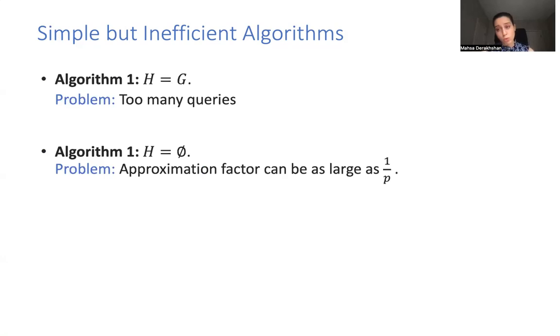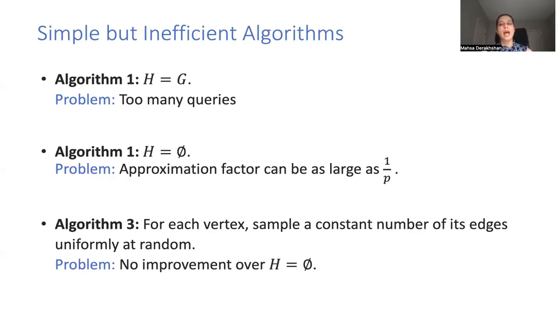That actually gives us a 1 over p approximation, which, if your p is very small, would be a bad approximation, right? An example here would be if your graph is just a matching. And finally, what if we query a constant number of edges for any vertex uniformly at random? This seems a little better than the previous ones, but actually the approximation ratio that you get here is not better than just querying no edges. So we have to be smarter about it.